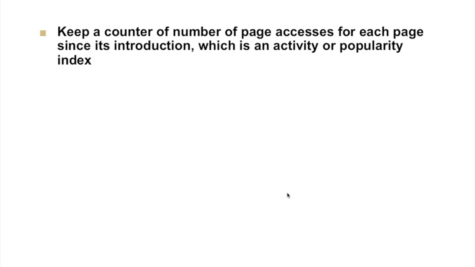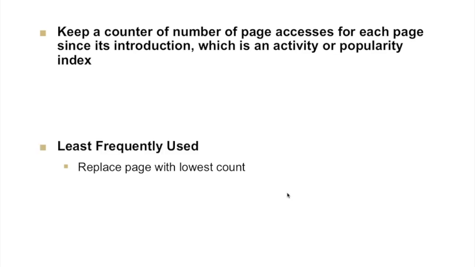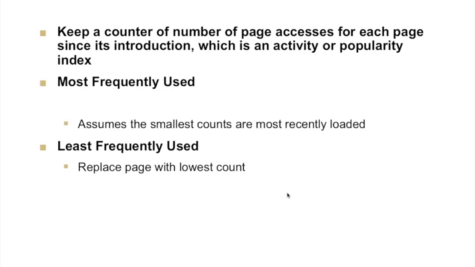There are some other ones that allow us to count the number of times the page has been accessed. So this is one that really says, well, we want to replace the page with the lowest count. This is called least frequently used. There's another one called most frequently used that says we should replace the ones with the highest counts, because the ones with the smallest counts have just been loaded and will more than likely be used again.